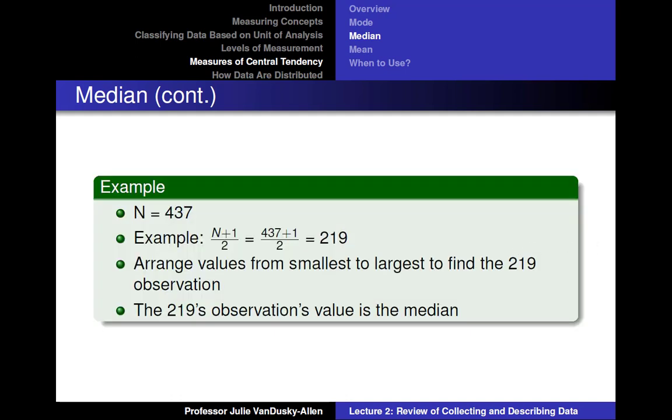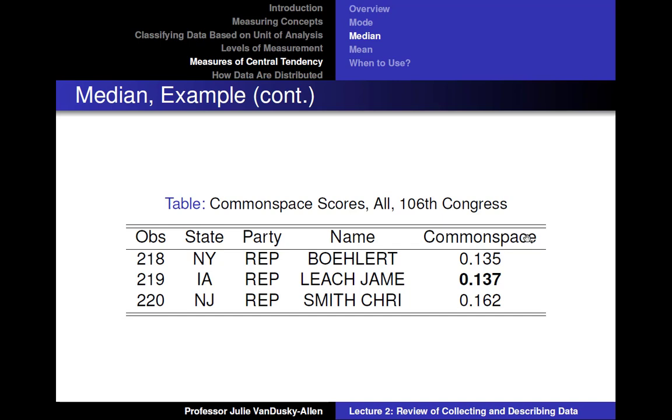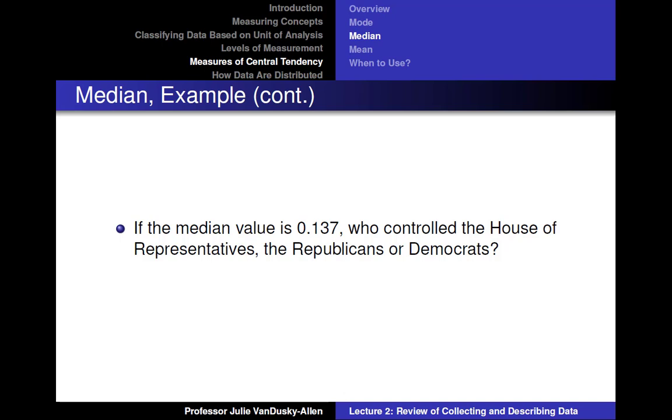In our common space score example, there were 437 observations. 437 plus 1 is 438. 438 divided by 2 is 219. The median observation number is 219. I arranged the data from the smallest to the largest value. Observation 219 has a value of 0.137. So the median is 0.137.